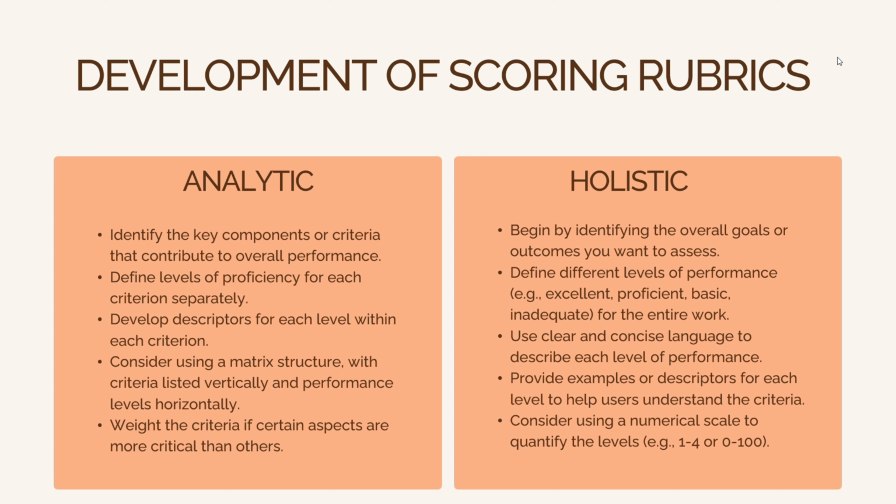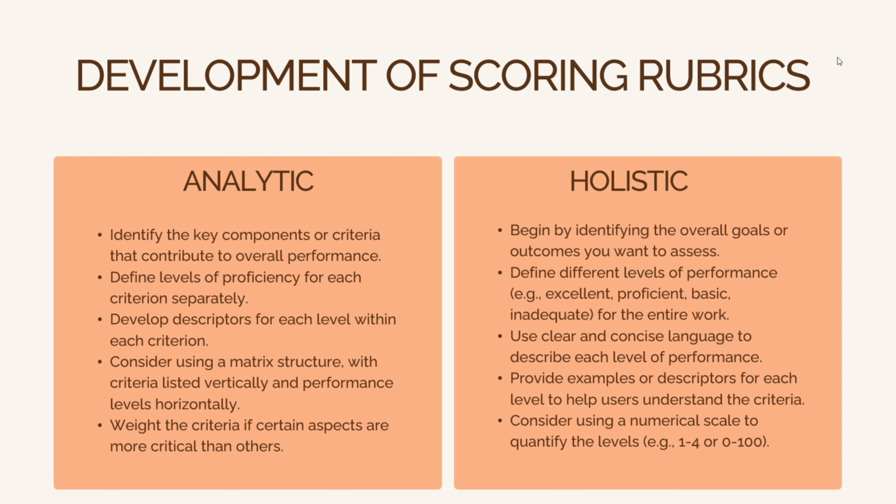Third, use clear and concise language to describe each level of performance. Develop concise and unambiguous language to describe each level of performance. Clearly articulate the characteristics and qualities associated with excellent, proficient, basic, and inadequate performance. Clarity in language helps both assessors and individuals being assessed understand the expectations for each level.